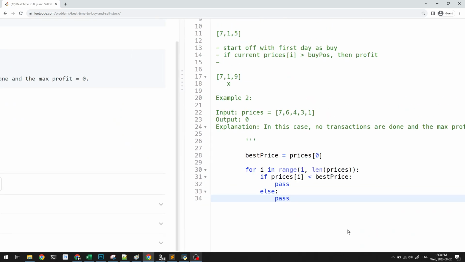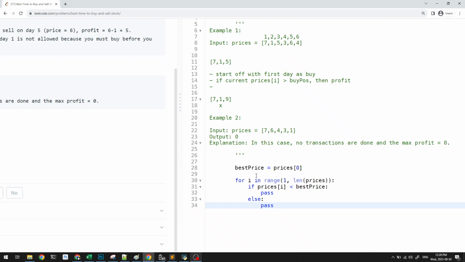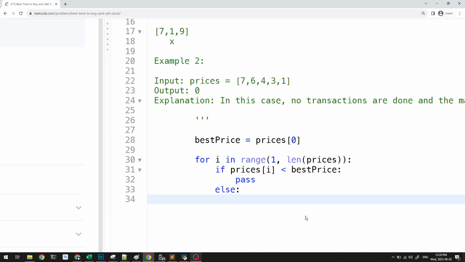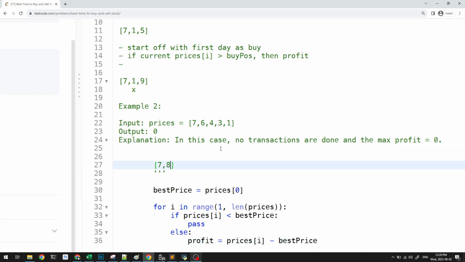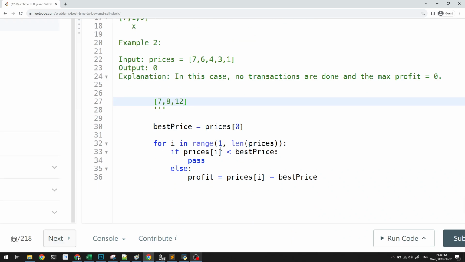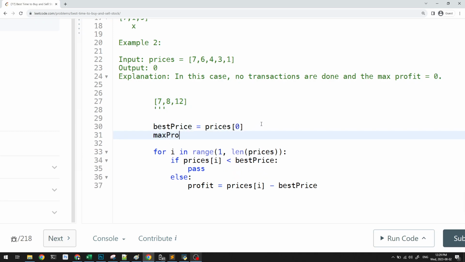So let's handle the case where I can make a profit. Maybe it goes from 7 to 8. In this case, if I can make a profit, then my profit would be prices of i minus whatever the best price was, right? Now, let's say we had something like 7, 8, and then all the way to 12 over here. In this case, our profit initially would just be 1. But that's not our maximum profit, right? That's just the profit so far. So we actually want to keep track of the maximum profit, because the maximum profit in this case would be from 7 all the way to 12. So we can keep track of the maximum profit.